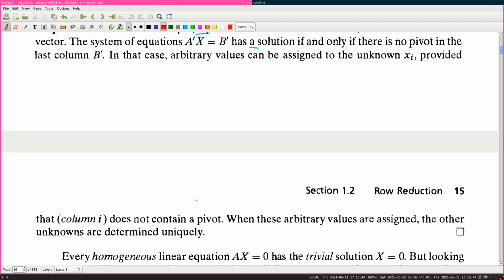When these arbitrary values are assigned, so once you eliminate all the degrees of freedom, there's no more degrees of freedom left, and everything is determined. The other unknowns are determined uniquely. This white square, by the way, means QED, which means that the proof is over and I'm done.